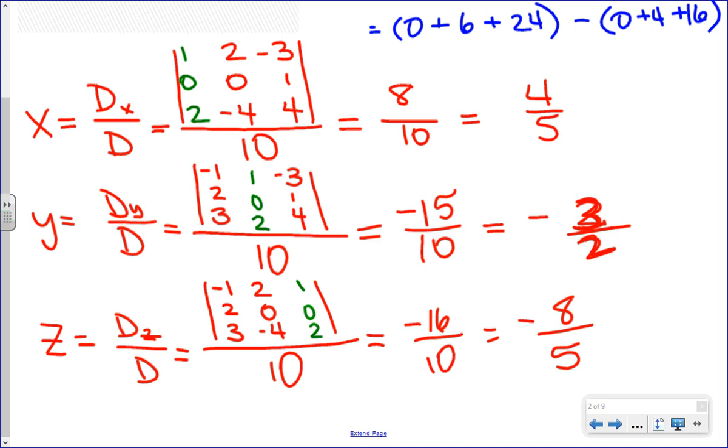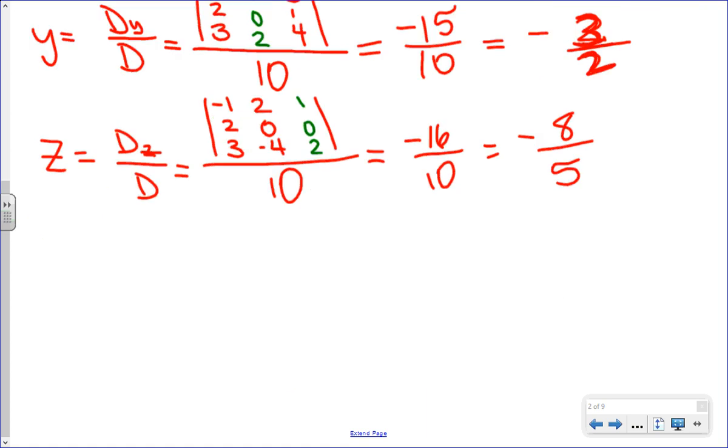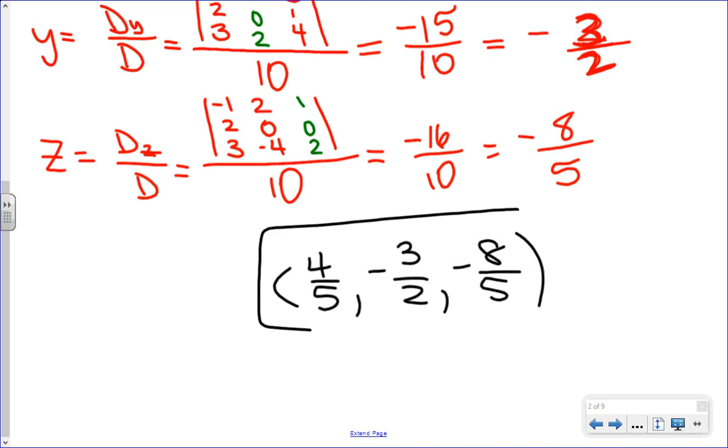Let's remember that we are solving a system of equations. So your answer would be the coordinate 4/5, -3/2, -8/5.